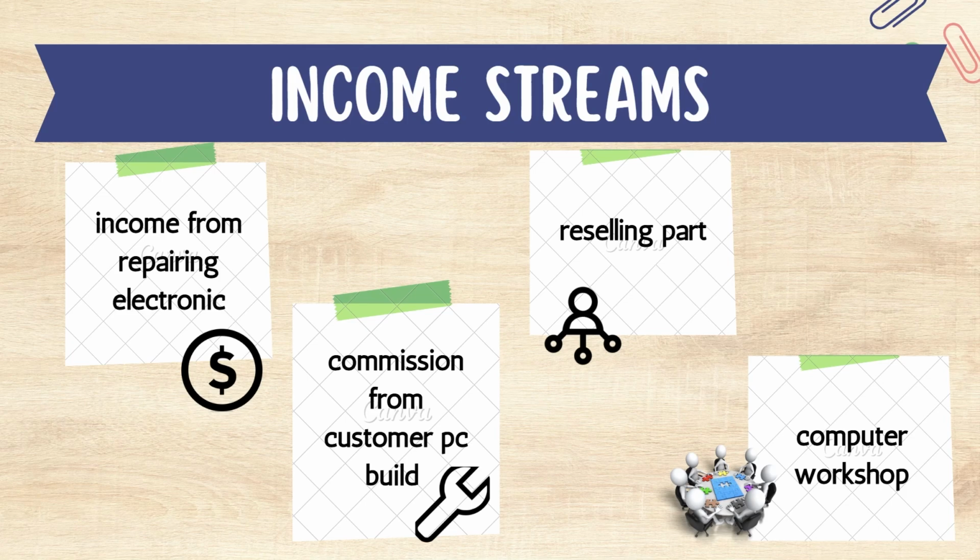The second income comes from commission for a customer PC build. Even though we rarely get a request for it, it can make multiple times more profit than a single electronic repair. The third one is reselling parts. With a lot of repairs, there will be some old parts, so we will sell them to be refurbished. And lastly, we make a computer workshop to teach and raise awareness about how computers function. This workshop requires payment to enter, thus becoming part of our revenue stream.